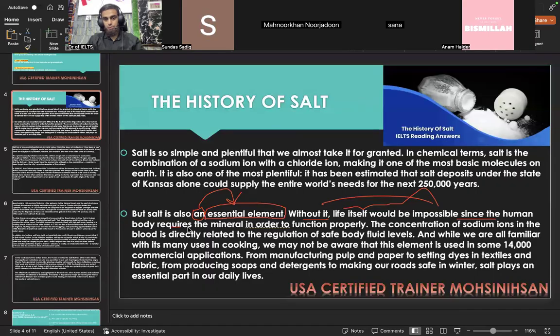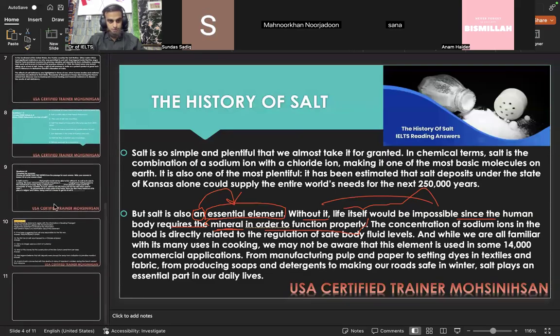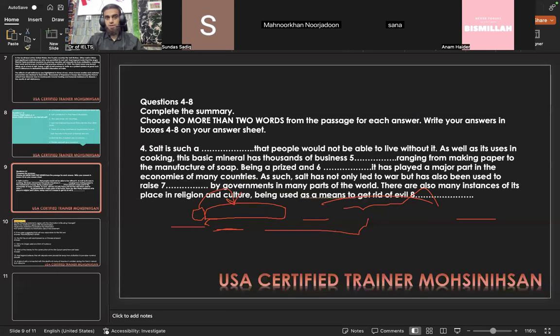Since the human body requires the mineral in order to function properly. Did you get it? What is the word? Mineral. Yes. Can we say basic mineral? But basic is not going to be added from our own side. How can we add a word from our own side? Just mineral. Yes, only mineral is okay, because there is no basic word here with the mineral. If the main word is mineral, so where is basic? Might be written in the blank. I didn't see it. Yeah, there is no basic word. So you must not write from your own side. Salt is such a mineral that people would not be able to live without it. I hope this MCQ is clear to you.